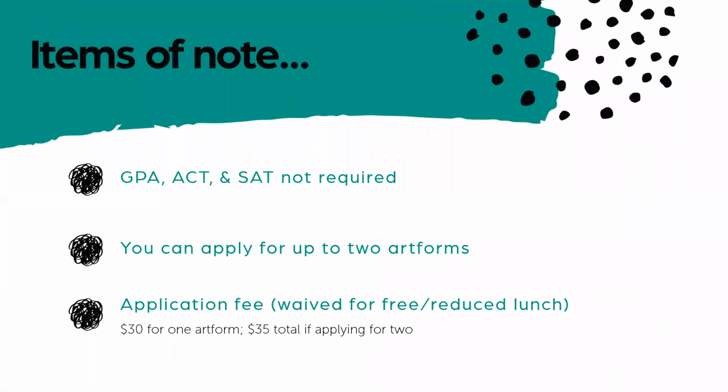Throughout the entire process, we will never ask you for your GPA, your SAT, or your ACT scores. Students can apply for up to 2 art forms. As we know, our artists are often multidisciplinary. We'll talk a little bit more about what that looks like in the application in a moment. There is a $30 application fee collected just before submitting your application, and that fee increases to $35 total if you apply for 2 art forms.